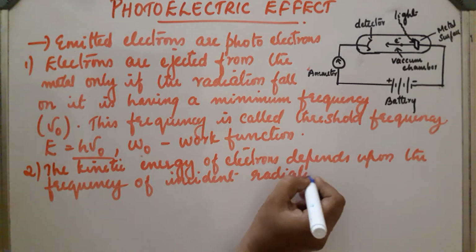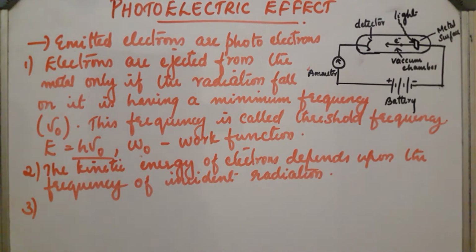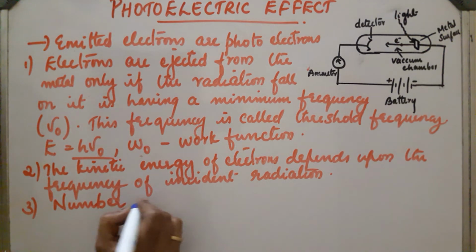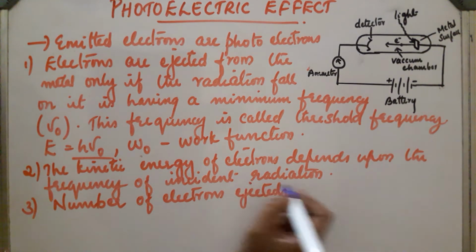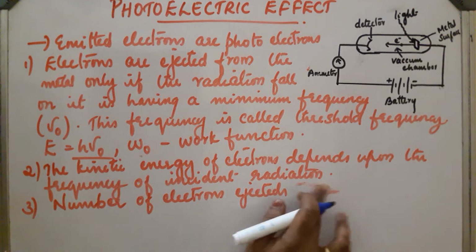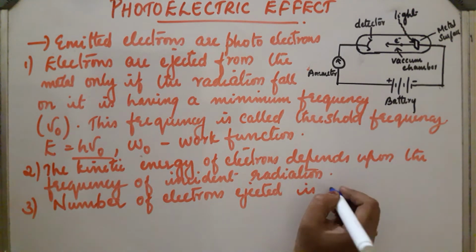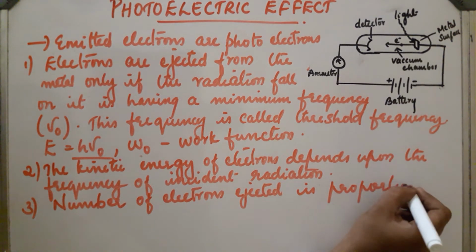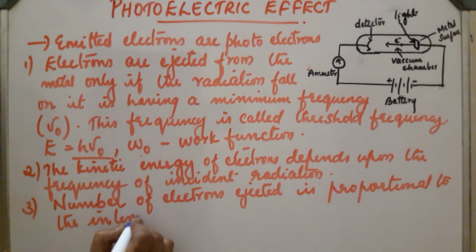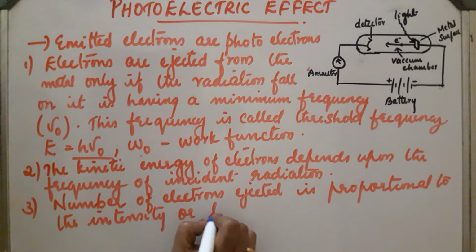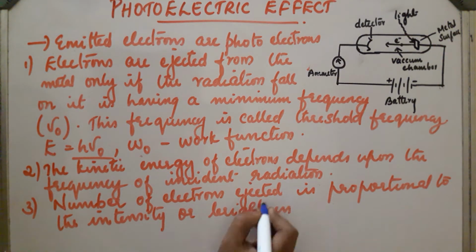Now, third point: the number of electrons ejected is proportional to the intensity or brightness of the incident light.